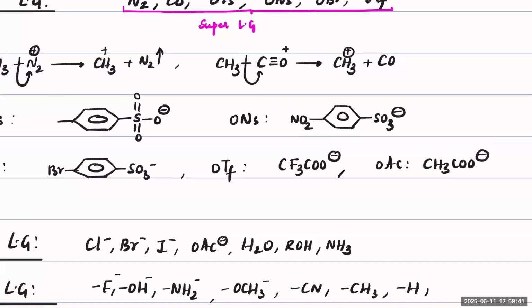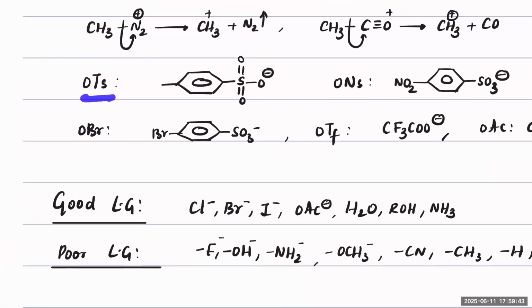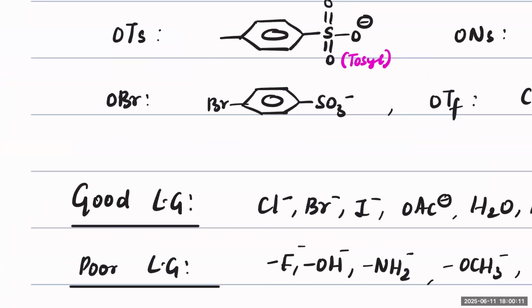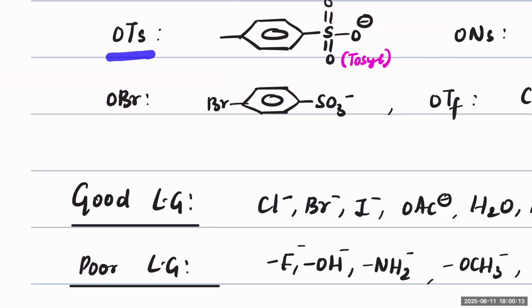Okay, next. OTs. OTs means it is a toluene. This is benzene plus methyl group. What do you call this part? This part is toluene. This one is sulfonic acid. It is coming from sulfonic acid, correct? So that is why it is read as toluene sulfonyl ion, right? In short, it is called tosyl. And how do we abbreviate it? OTs.